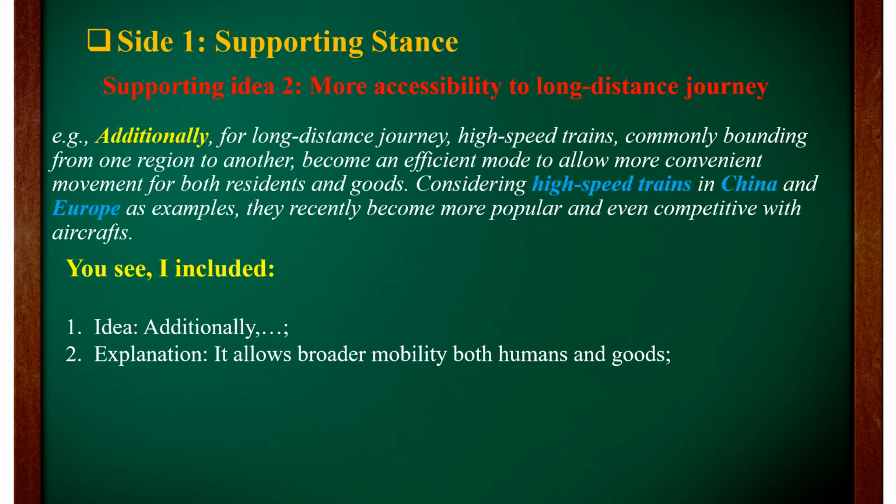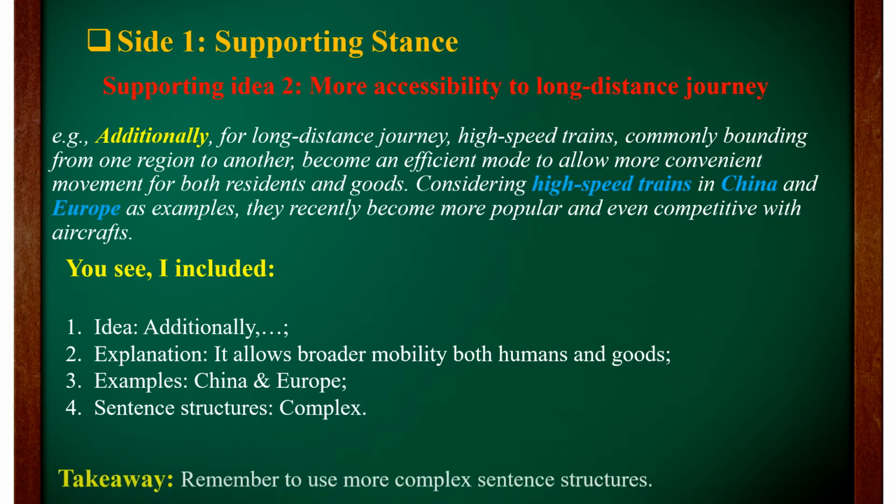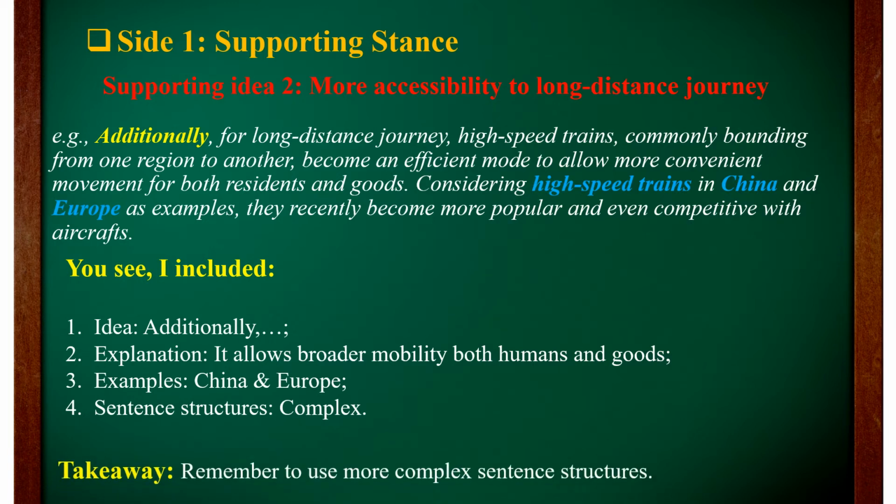To do this, I raise the example of China and Europe to prove how high-speed train can improve public transport significantly. Remarkably, the sentence structure here is relatively sophisticated with a long, complex sentence. One takeaway from this section is remember to write a more complex yet understandable sentence.